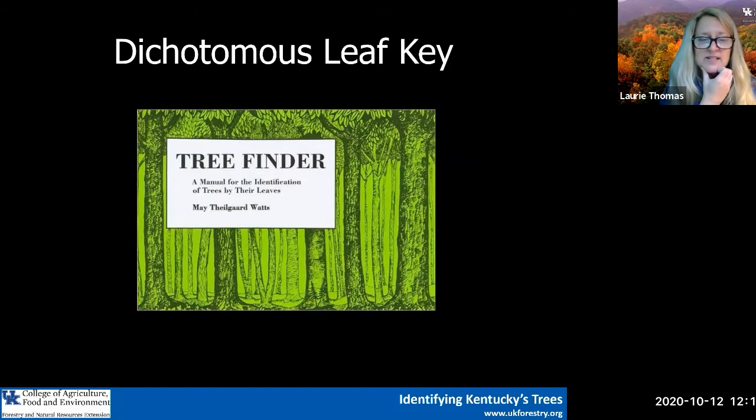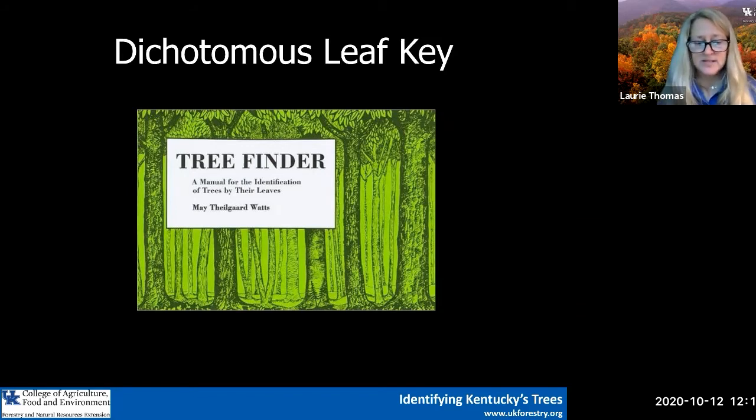And the one we're going to practice with today is the Tree Finder, a Manual for Identification of Trees, and that's by May Watts. It was put out back in the early 60s, but it's a great little resource. I like it, and I use it a lot for programming. One, because it's small, it's hand pocket size, and it's inexpensive. You can get them for about $5 off Amazon. And it has most of the trees we're going to encounter east of the Mississippi, so it's good for us.